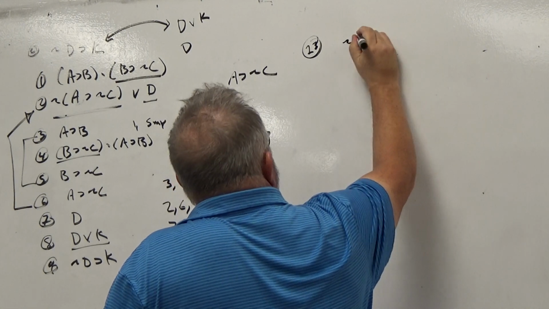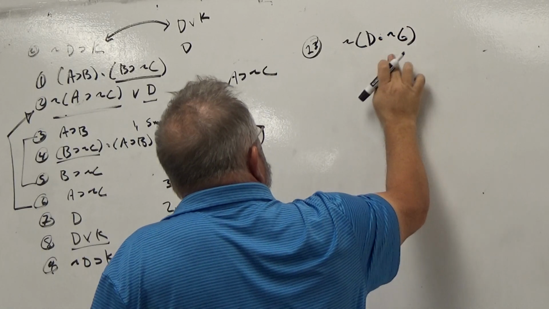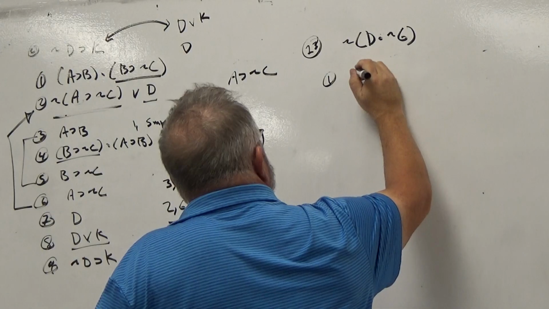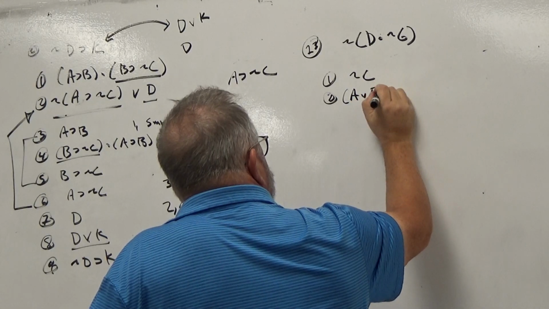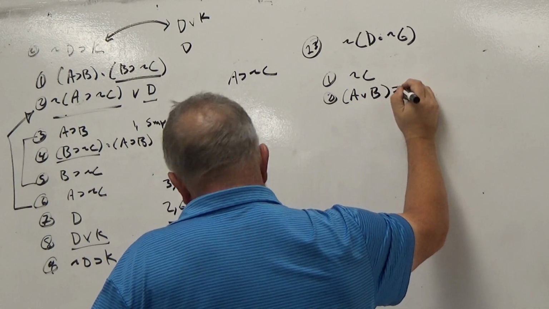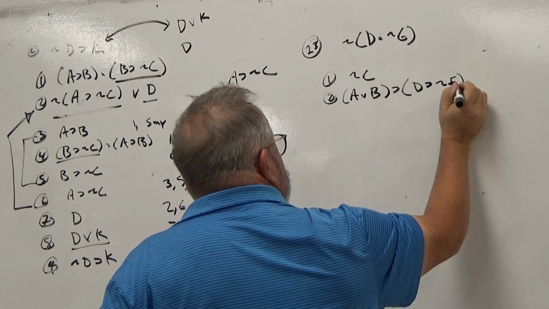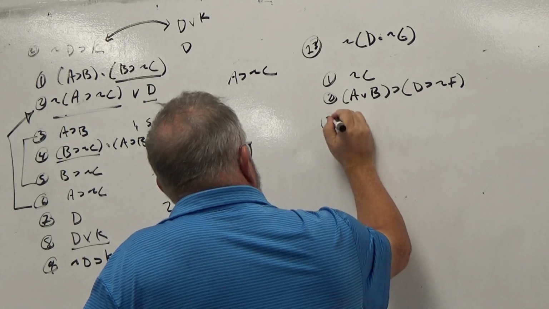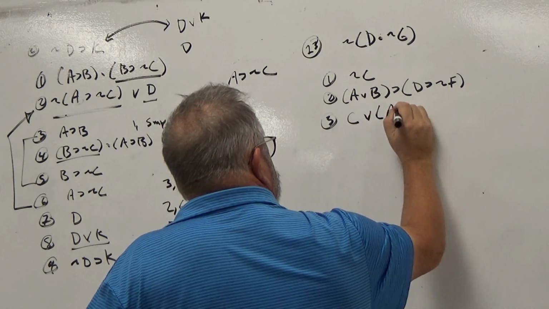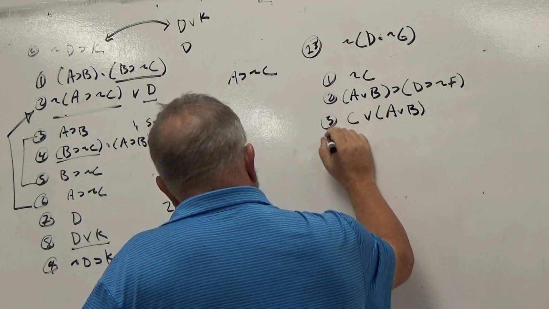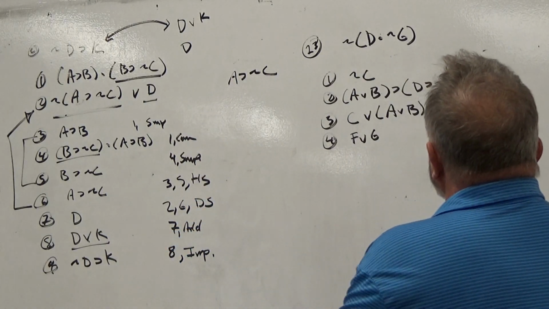Prove not D and not G. 1 is not C, 2 is A or B, then D, then not F. Okay. 3 is C or A or B. 4 is F or G. Okay.